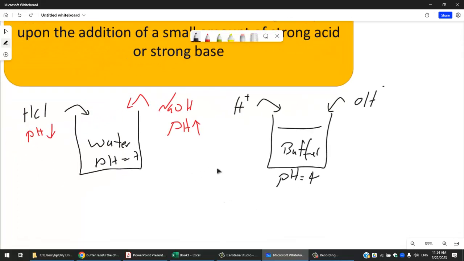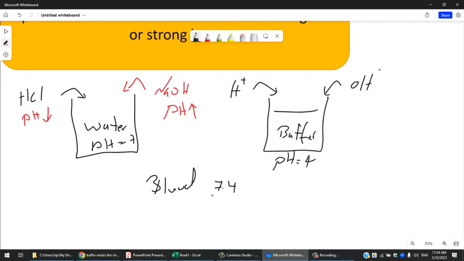Buffers have a significant role in chemistry and biology, and blood itself is the best example of a buffer, because blood has a pH around 7.4. If you have ever done a blood test, it should say in your blood records that your blood pH is around 7.4. So increasing or decreasing the pH of that would cause danger to human life. So the pH of the blood should remain roughly around that number.